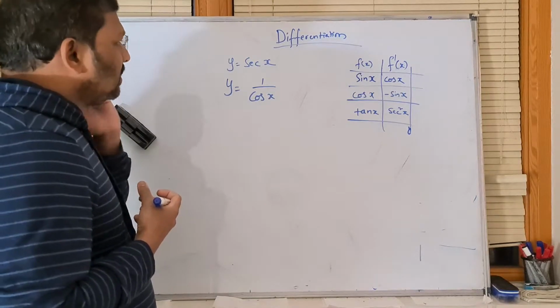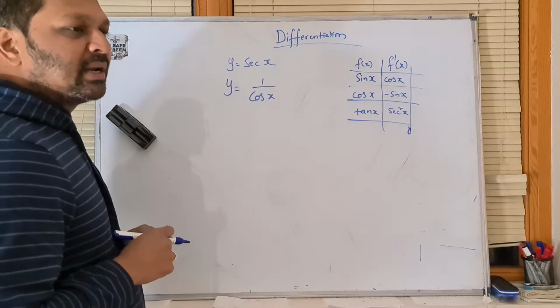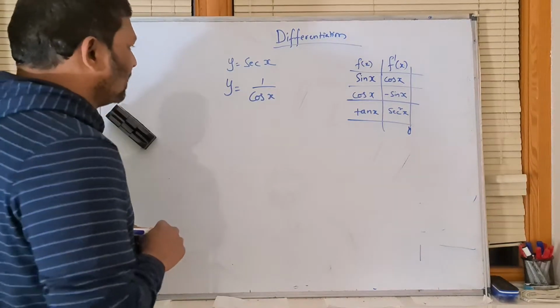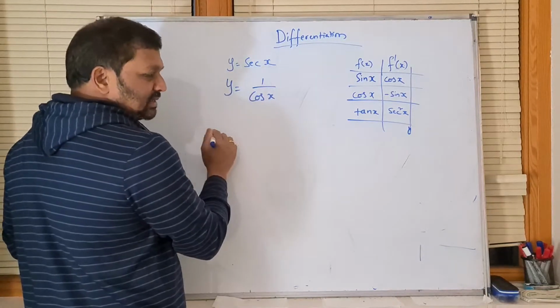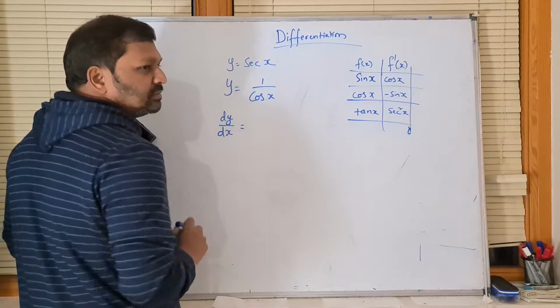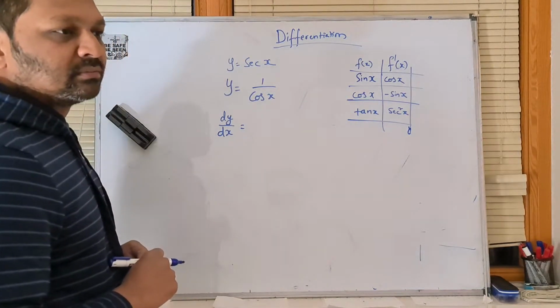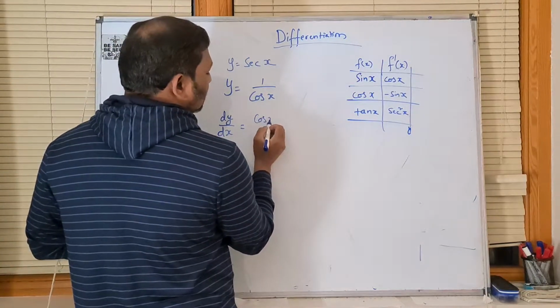Secant x, what is the formula? The main trigonometric functions. Secant x is 1 by cos x. We will do the differentiation of y. What is y? y is secant x. Let's do differentiation of y. What rule should we apply here? u by v. So cos x times the differentiation of 1, which is 0.